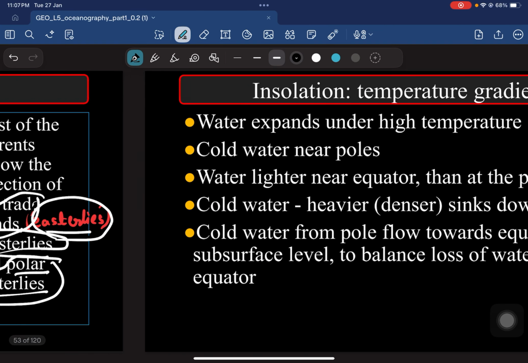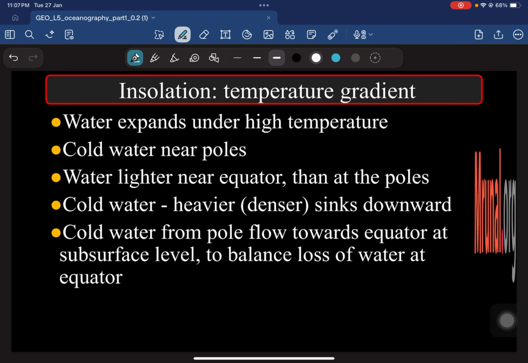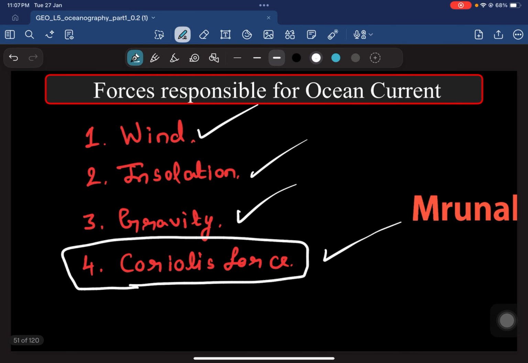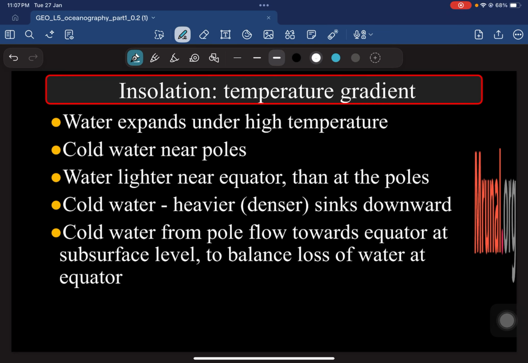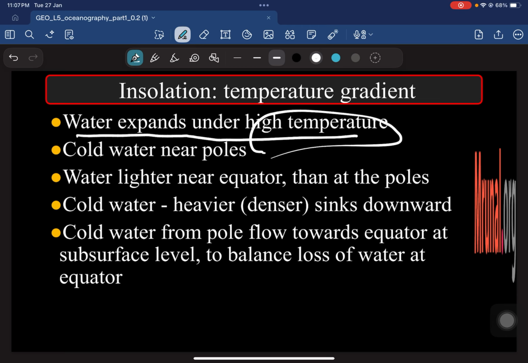Okay, next, insolation. How will this insolation affect ocean currents? Water will expand under high temperature. Where is high temperature, at the equator or the north pole? Think one time. At the equator there is high temperature, right? Low temperature is around the north and south poles. Now at the equator the water will expand because there is more heat. The intensity of sun rays is more at the equator and very less at the north and south poles.